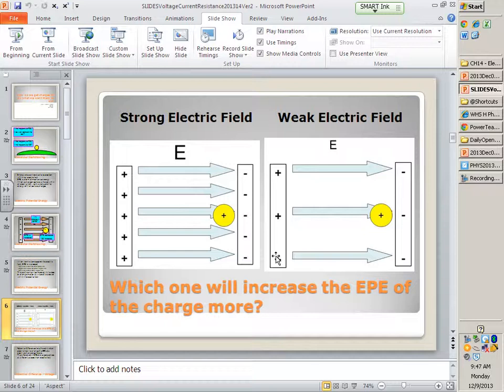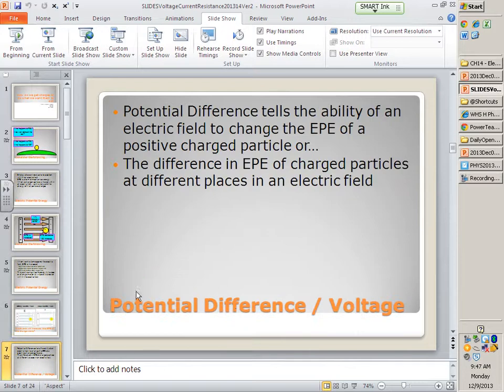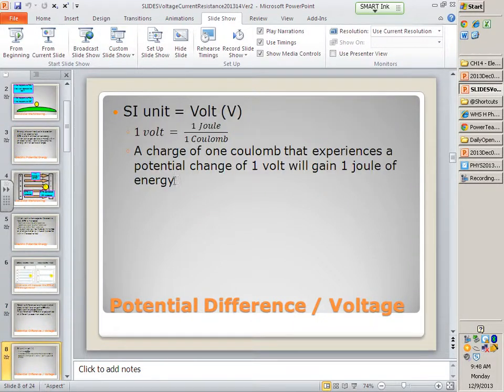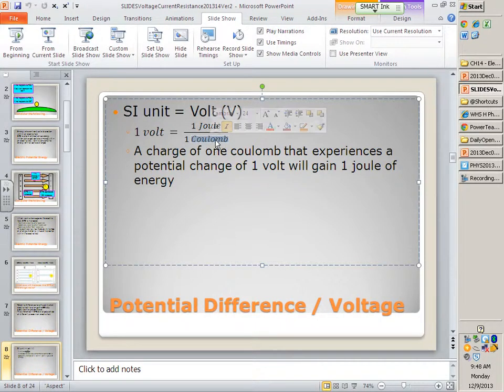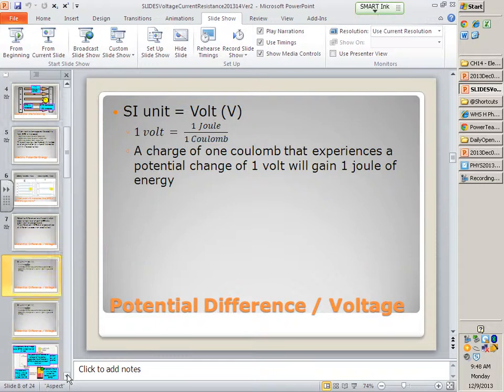That ability to increase energy, or how much the energy increases, we refer to as the potential difference or the voltage of an electric field. How much energy do charges gain as they move in this electric field? I believe we talked about this is how we define voltage. We talk about it in terms of energy per charge. That's why it's joules per coulomb. How much energy do the charges gain versus how much charge there actually is. And we refer to that as the volts. What does that mean?